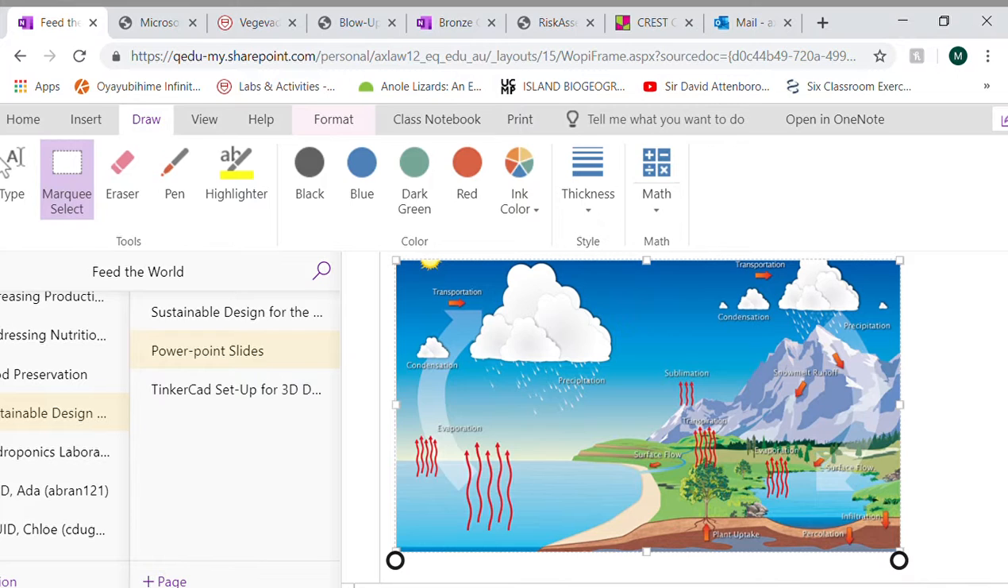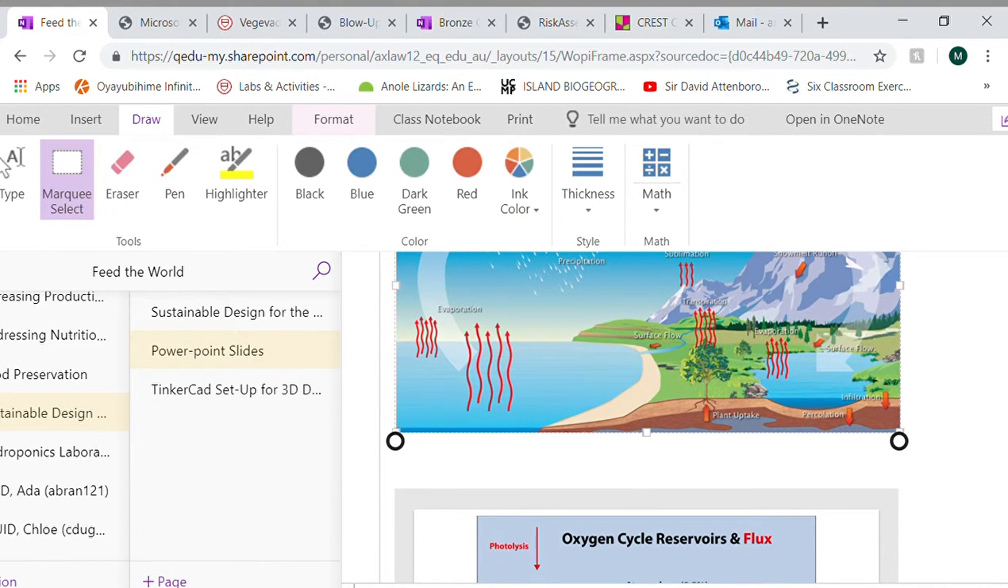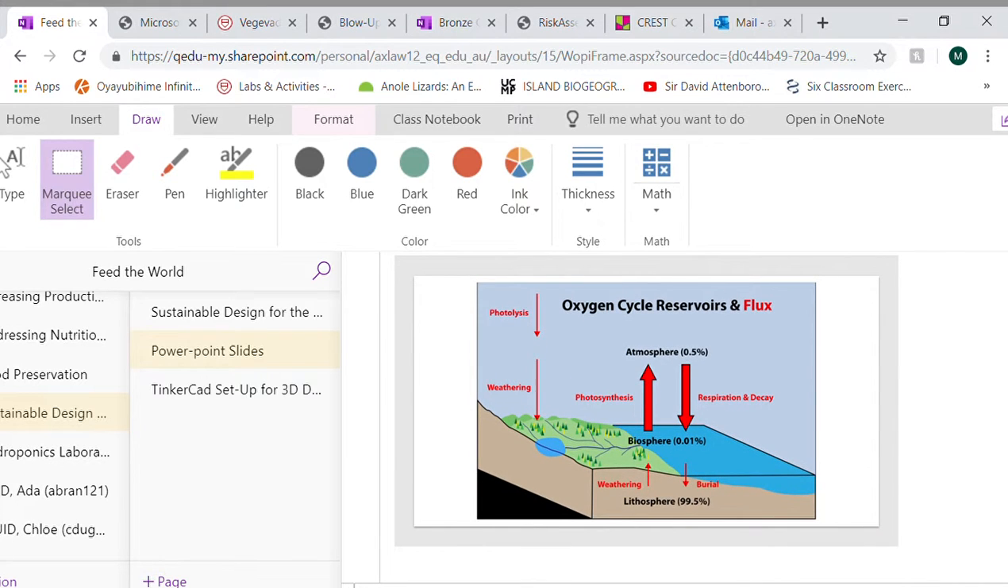So in the first one you saw that it took consideration into the water cycle. So we had the condensation, evaporation, precipitation, and then some of them took into account the surface flow and runoff and plant uptake and transpiration. So a lot of those were taking into account the water cycle. We have the oxygen cycle, where oxygen is placed into the atmosphere, and then we have respiration and decay from photolysis and weathering.